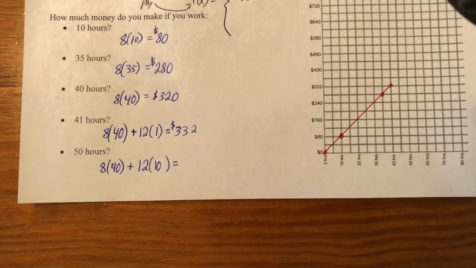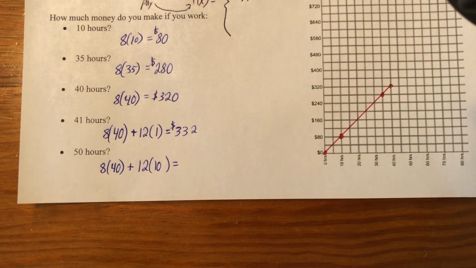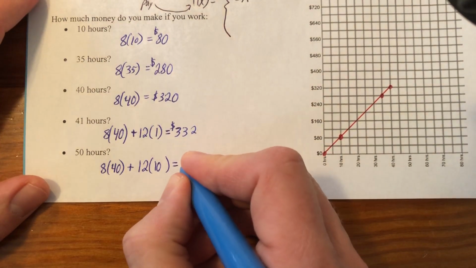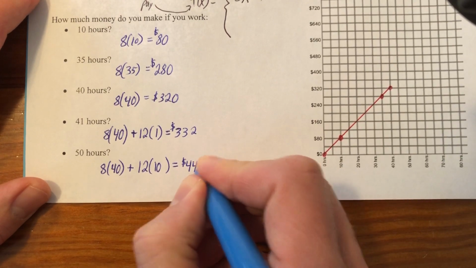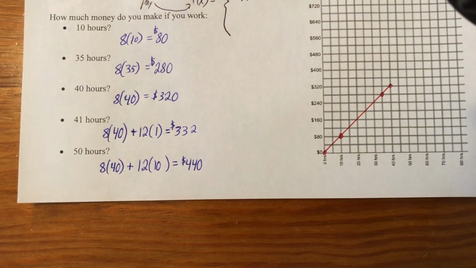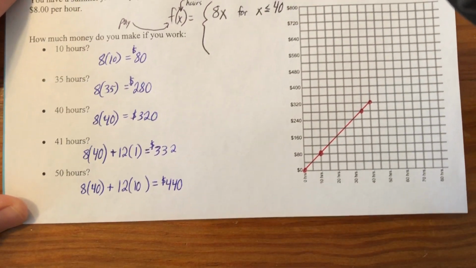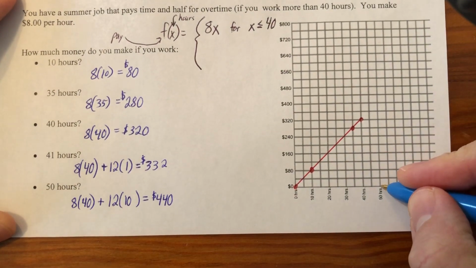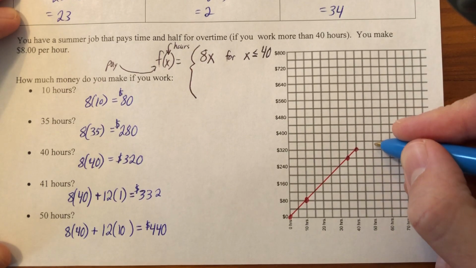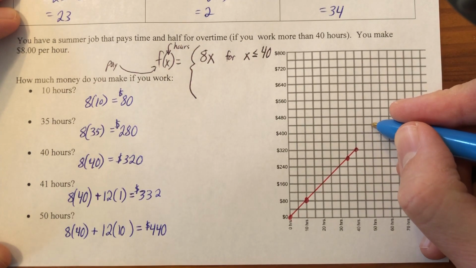Here's 120. And when I put those together, I'm going to have 440. I've earned $440. Let's plot that point, okay? Let's plot that one. So I'm going to go over to 50 hours and 440.